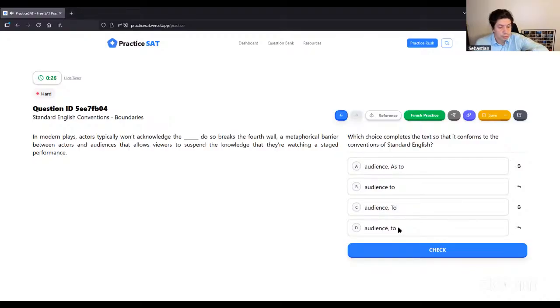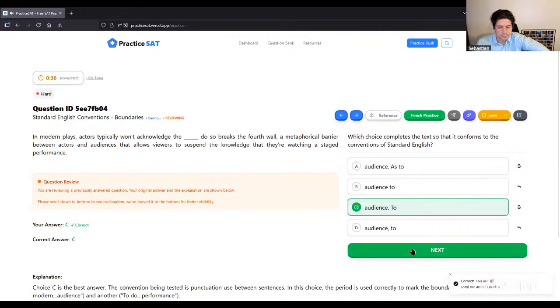This is two separate parts, two independent clauses. So we need to separate with a period, semicolon, or a comma FANBOYS. So it's going to be C. "As to" doesn't make sense, so that's not going to be it. It'll just be C.